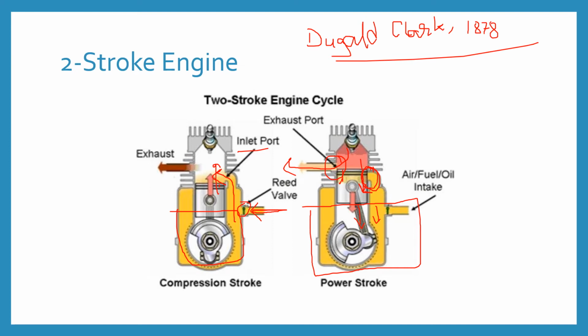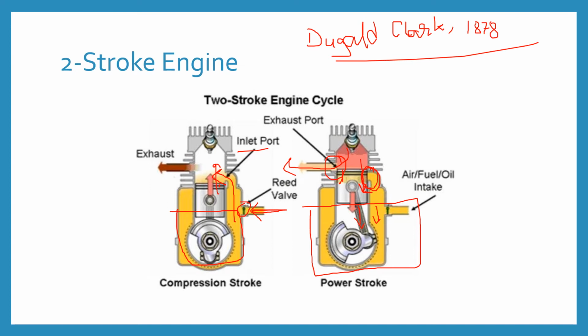And this serves the double purpose of removing the combustion products from the upper part of the cylinder and preventing the fresh charge from flowing out directly through the exhaust port. So in this way the two strokes are completed.